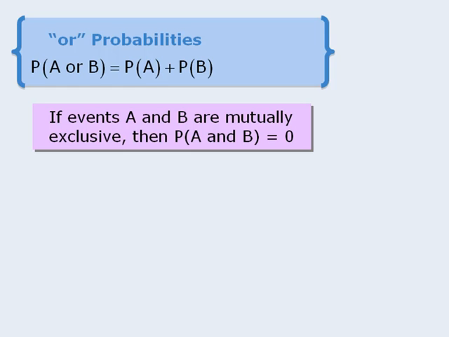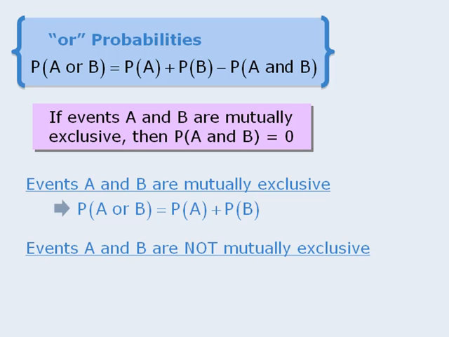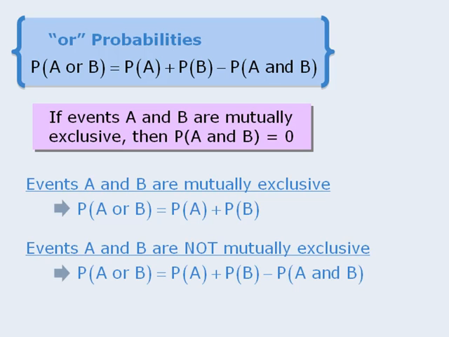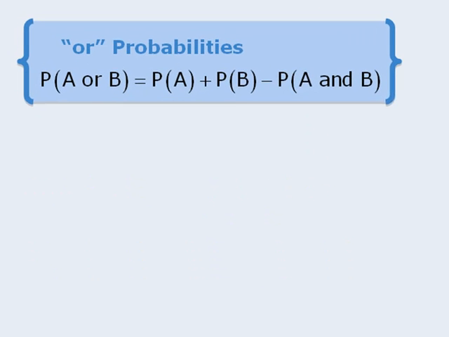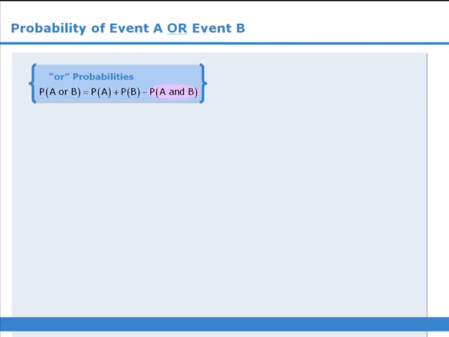This fact yields 2 conclusions. First, if events A and B are mutually exclusive, the following formula applies. Second, if events A and B are not mutually exclusive, then this formula applies. Having said that, this one formula can be used for all questions involving the word or. Just remember that sometimes this part will equal 0, and sometimes it will not equal 0. In the next lesson, you will see a useful application of our new formula.